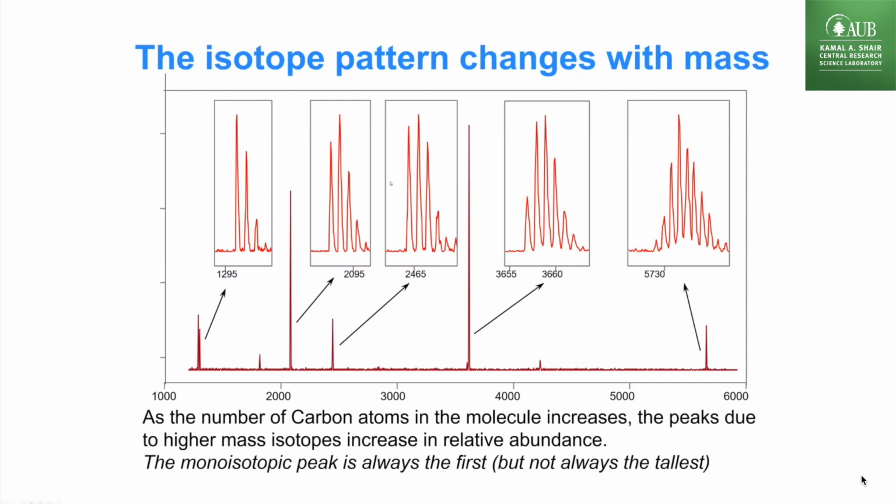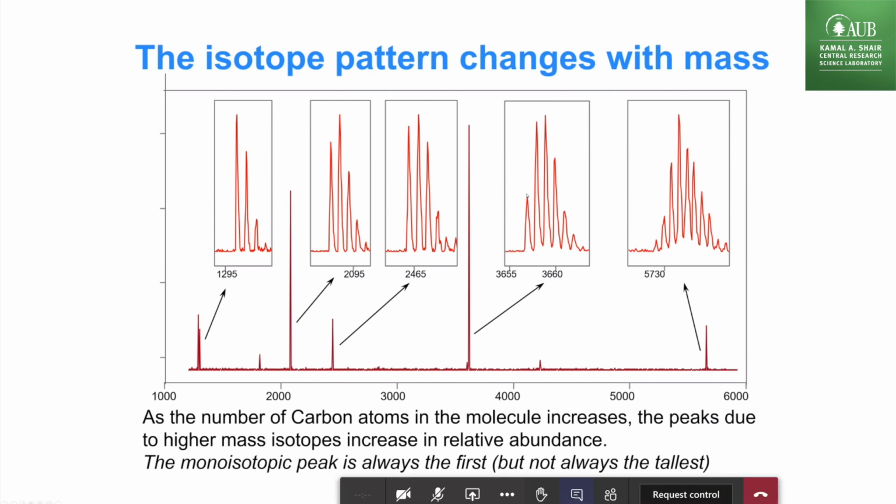As the mass continues to increase, we have more and more carbons. Eventually, around mass 3,600, the peak with 2 C13s is the tallest, 1 C13 is slightly less, and no C13s is down here now. Then, of course, as the mass increases, this goes up and up and up.